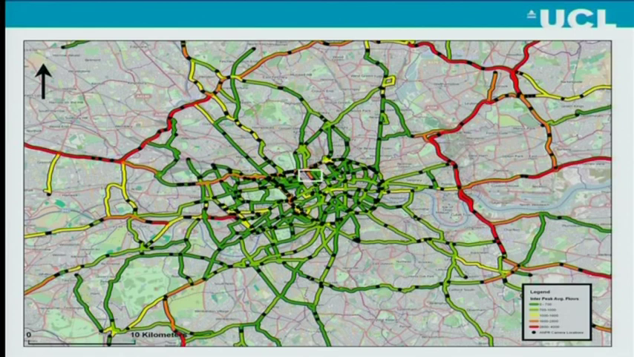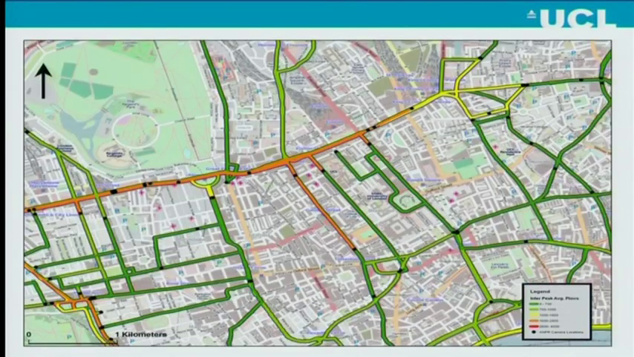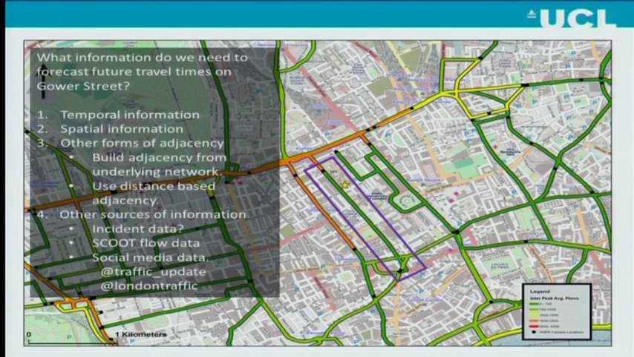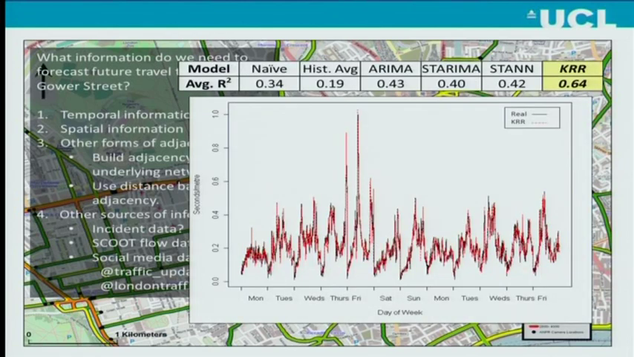If I zoom into an area of this network, where we're actually here at the moment, say I was trying to predict travel times on Gower Street, which is just over there. What kind of information can I use? First of all, what is often done in traffic is to use temporal information only. This is quite useful because you have a time series of what's happened there before. You know what's happening there currently, so you can try and forecast what's going to happen. And this tends to work quite well.